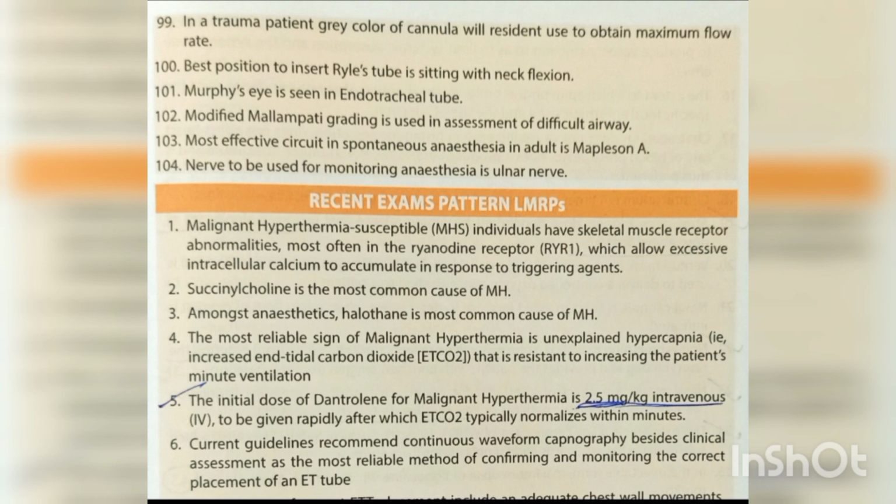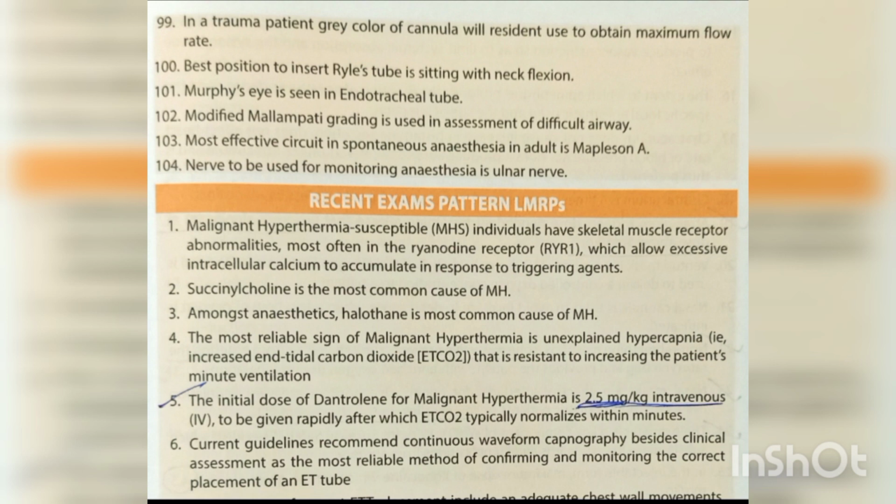Malignant hyperthermia susceptible individuals have abnormalities in skeletal muscle receptors, most often in the ryanodine receptor RYR1, which allows excessive intracellular calcium to accumulate in response to triggering agents. Succinylcholine is the most common cause of malignant hyperthermia. Among anesthetics, halothane is the most common cause. The most reliable sign of malignant hyperthermia is unexplained hypercapnia, that is increased end tidal carbon dioxide that is resistant to increasing the patient's minute ventilation.